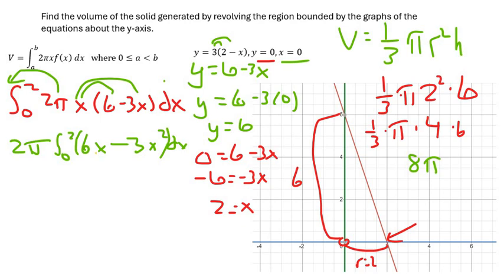And now we need to actually take the antiderivative. For 6x, we add 1 to the exponent, which gives 2, and then we divide by the 2. So that's going to give us 3x squared. Likewise for negative 3x squared, we add 1 to the exponent, which gives a 3, and then we divide by 3, which is 1, so it's just minus x cubed.